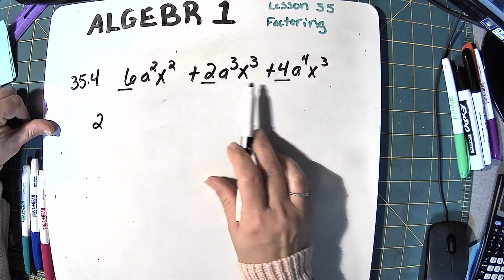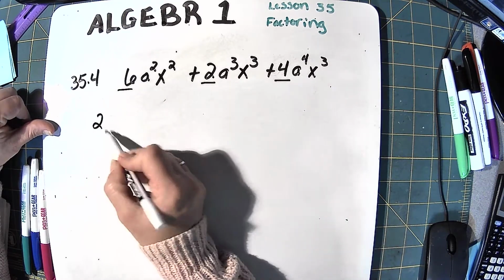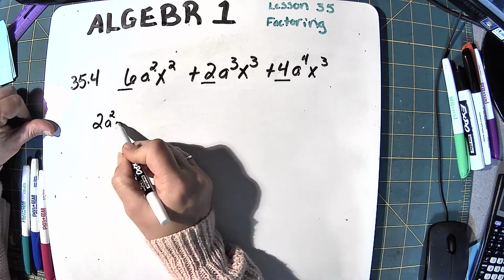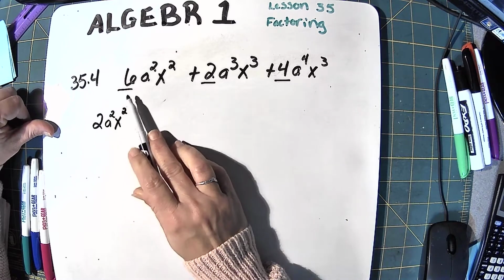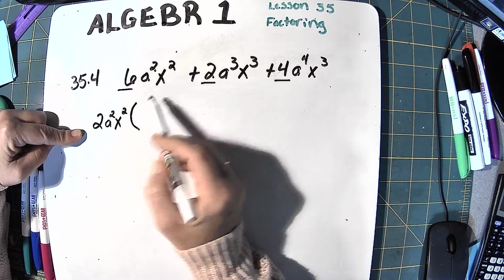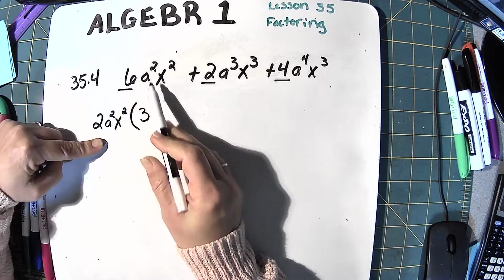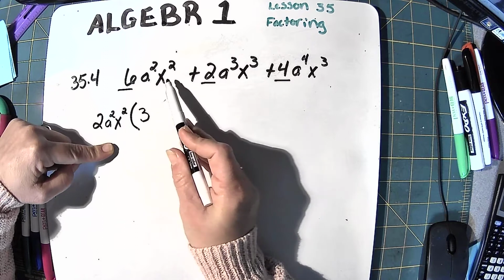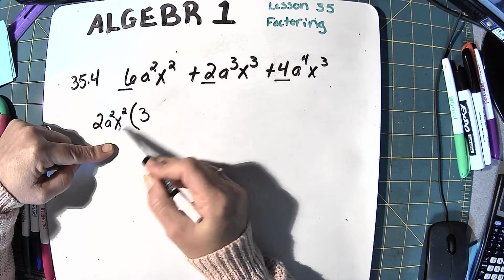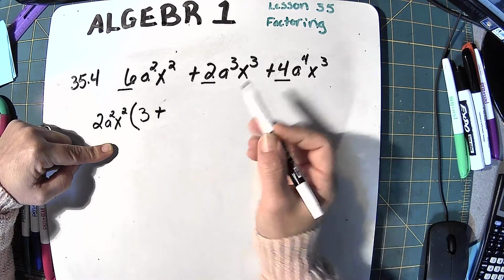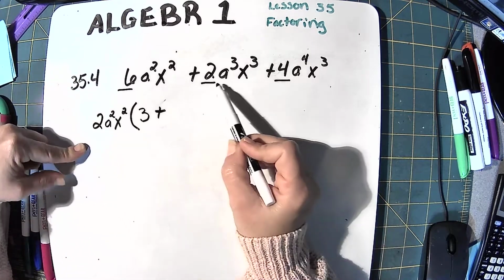Right, on my a's, the lowest exponent is a squared. On my x's, my lowest exponent is squared. Okay, so then I'm going to go to this one, and I'm going to say 2 goes into 6 3 times. A goes into a squared just 1 time, so we're going to leave that. And then x squared divided by x squared, so I don't have any variables there. Alright, on this one, 2 goes into 2 1 time.